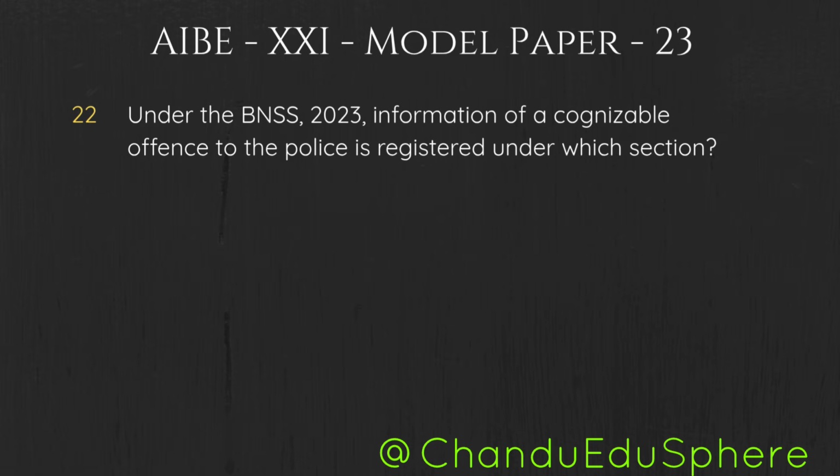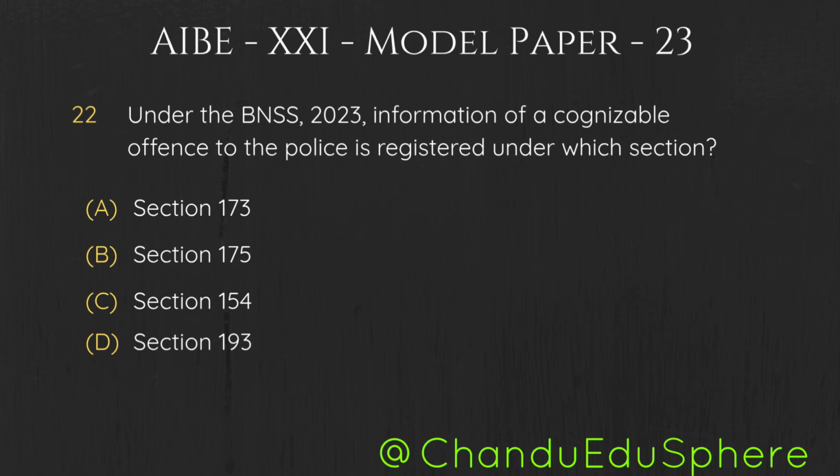Under the BNSS 2023, information of a cognizable offence to the police is registered under which section? Section 173 of the BNSS 2023 governs the registration of information relating to a cognizable offence. It corresponds to Section 154 of CrPC.